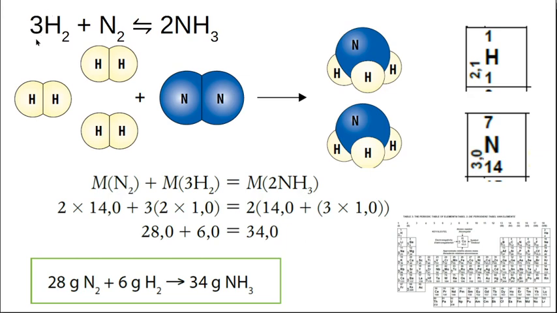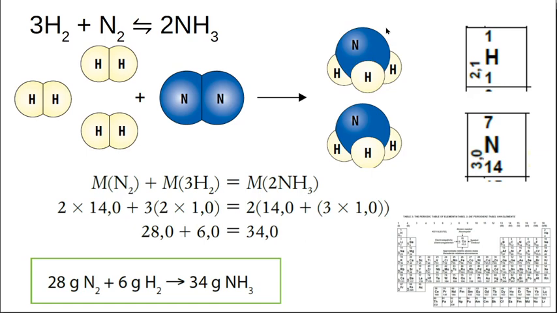So I've got here 3 hydrogens. So it's 3, and there are 2 atoms because it's a diatomic molecule. 3 times 2 times 1. Here's my hydrogen mass taken care of. And then from the balanced equation, there's only 1 nitrogen molecule, and it's made up of 2 nitrogen atoms, so 2 times 14. So here is the nitrogen. 2 times 14 is 28. 2 times 1 is 2, times 3 is 6. So 28 plus 6 on the left.